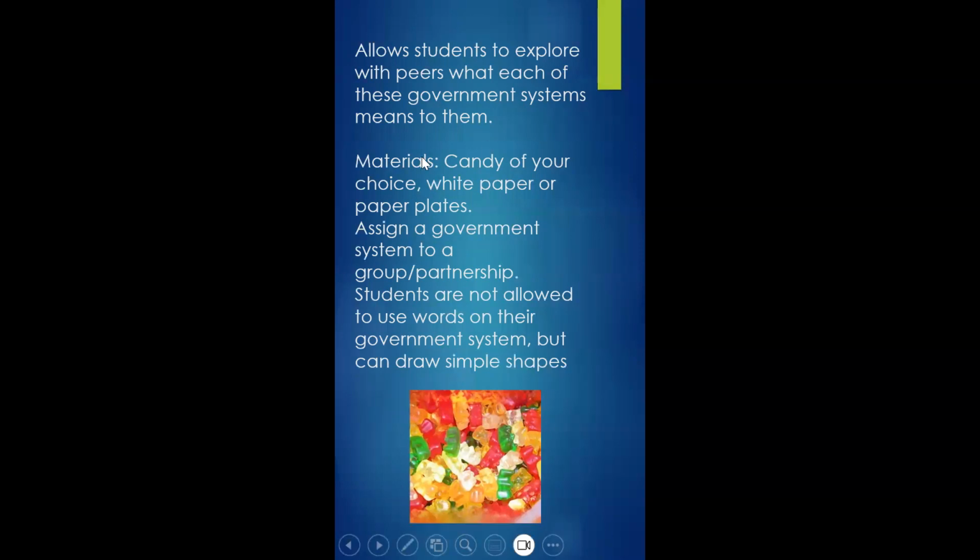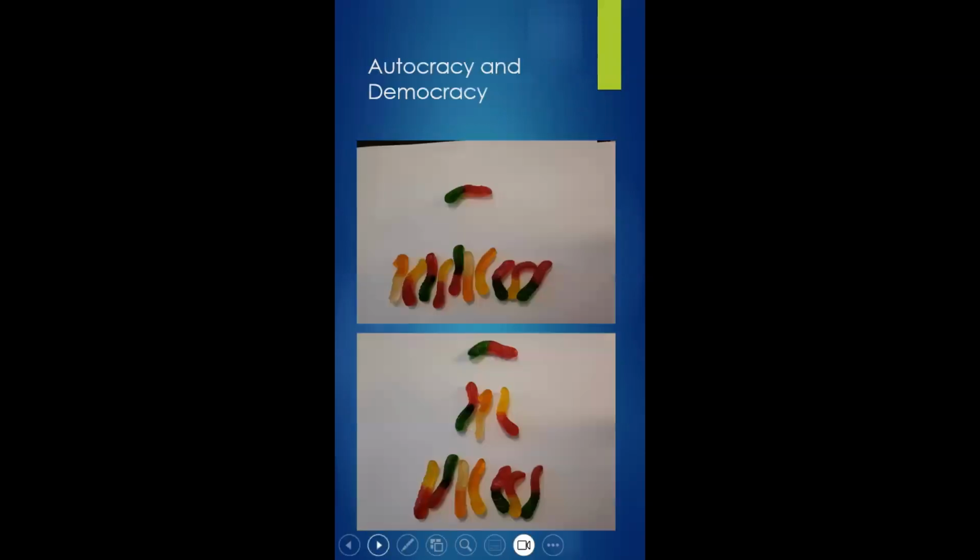Materials that you would need is a candy of your choice. I always go for whatever's on sale, white paper or paper plates, and then you would assign a government system to a group or a partnership and tell them that they're not allowed to use words. So they can't write out words describing their government system, but I usually sometimes allow them to draw simple shapes. So for instance, if you gave them gummy bears or gummy worms, how might they represent a government system with this candy? To give you an example, these are some that I've seen before.